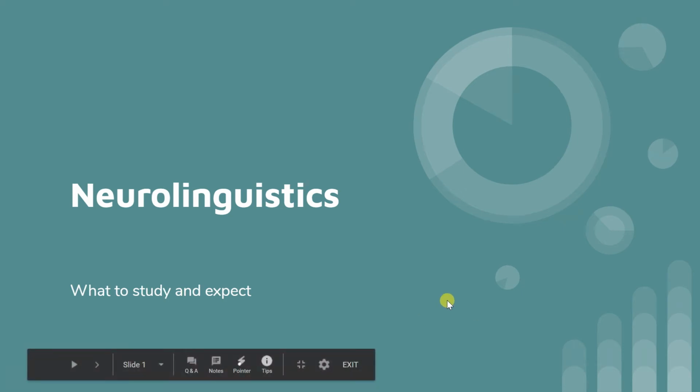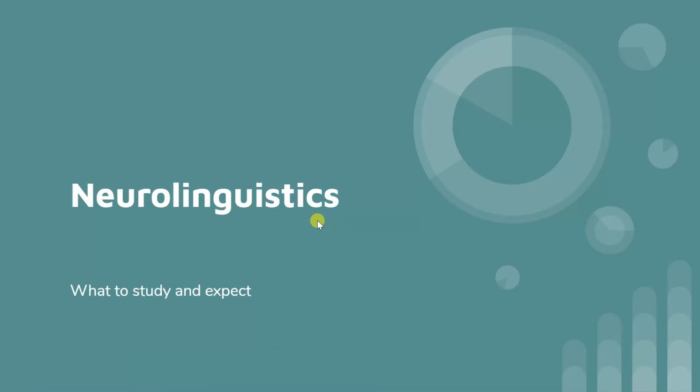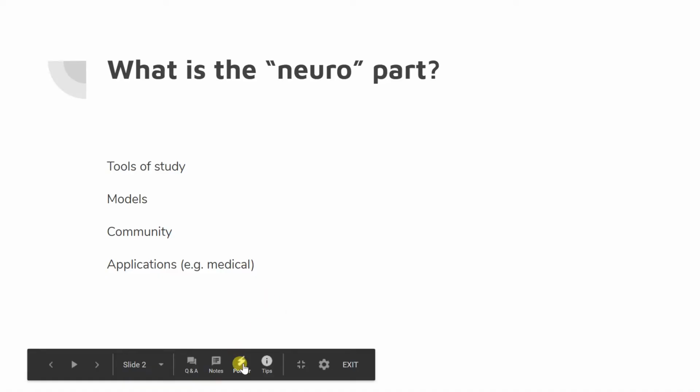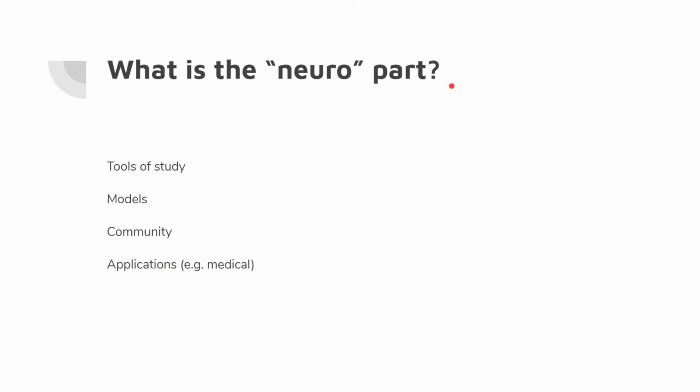Hi, in this video we're going to go over neurolinguistics from a neuroscience perspective, so what to study and to expect. I'm going to get the pointer here, it's easier to see. So we're going to go over what the neuro part of neurolinguistics is. Say you're studying neuroscience, you want to know, well, what am I going to be familiar with?